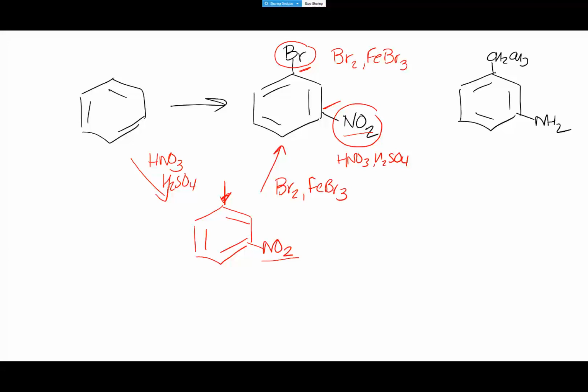So if we started with bromine, we would get ortho and para products. So we have to be careful of our substituents in terms of putting the group on that's going to direct to give us the correct substitution pattern in the final product. So in this case, it's got to go nitro first, then bromine second.